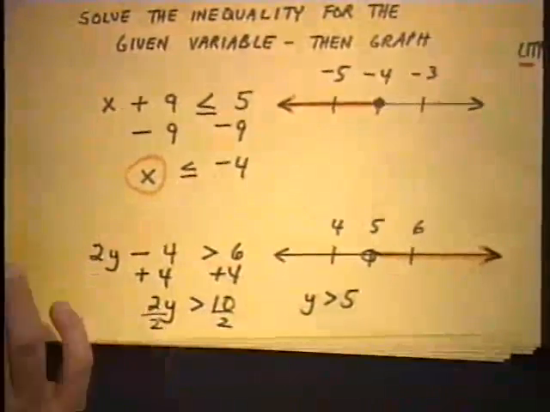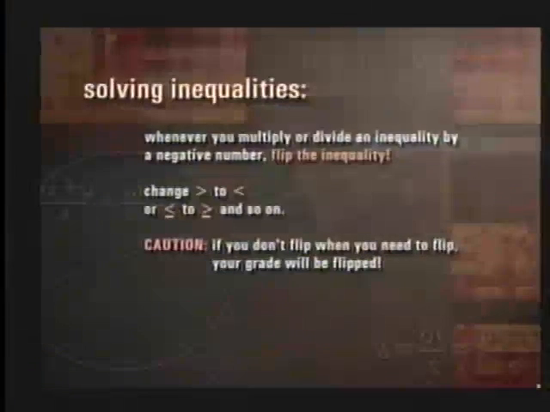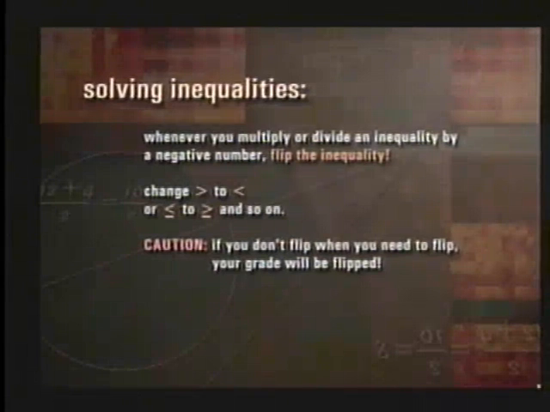All right, now let's go back to the graphic here next. And this is very important here. This is a huge rule with inequalities that I see a lot of students make mistakes on. Whenever you multiply or divide an inequality by a negative number, flip the inequality. In other words, change greater than to less than up here, or change less than or equal to greater than or equal, and so on.